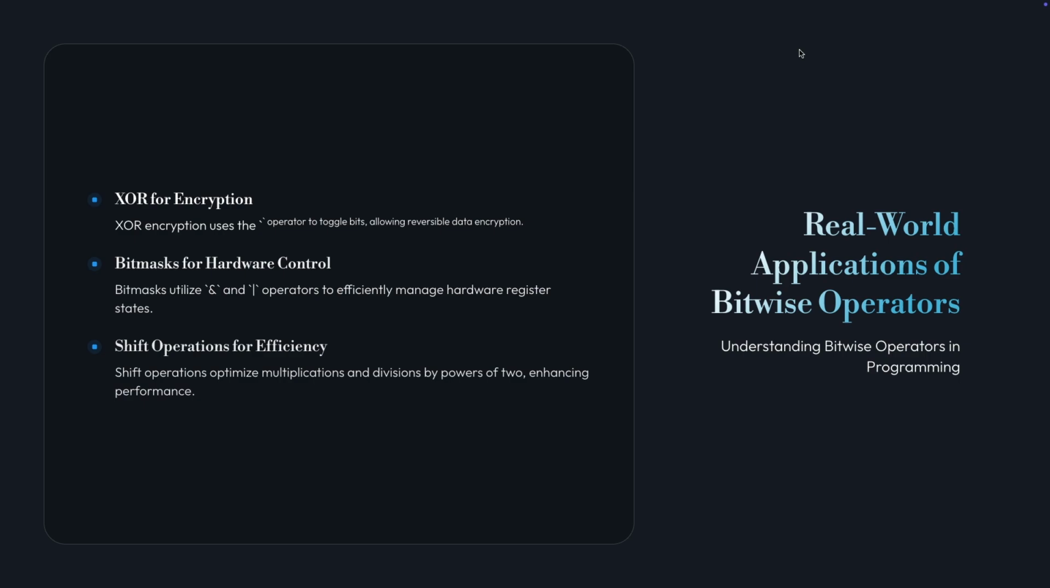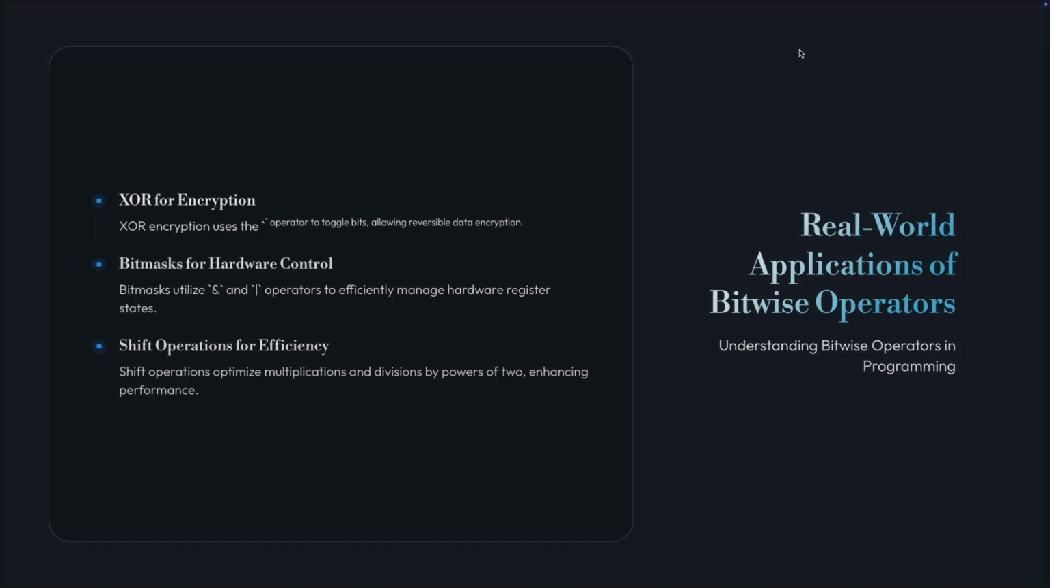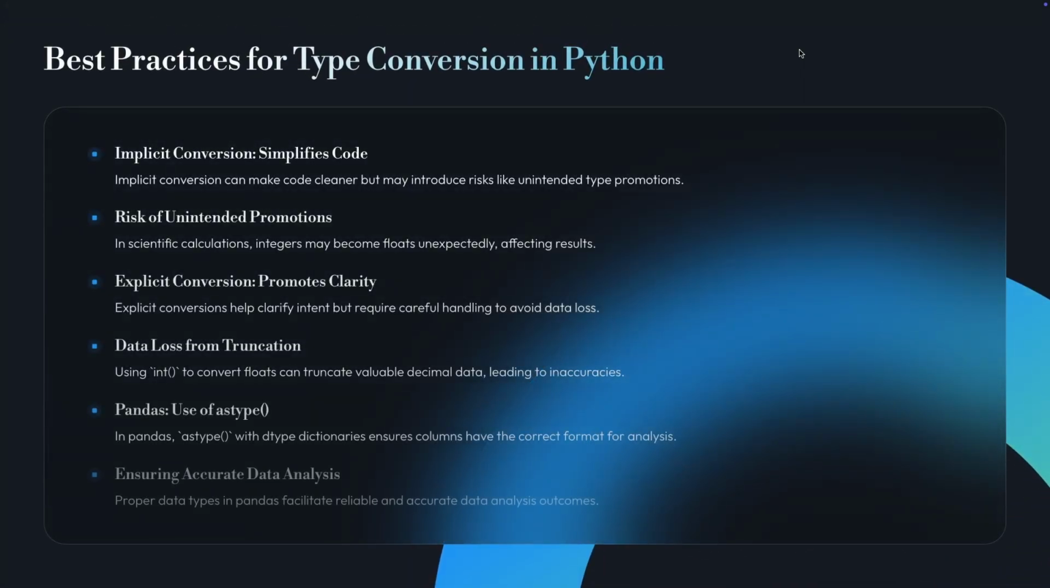On the flip side, explicit conversion makes your intent really clear in the code. It's obvious what you're doing. But as we said, you've got to handle it carefully. Avoid unexpected errors with try except. And be aware of potential data loss, like truncating floats to ints using int. That loss of decimal info can really matter sometimes.